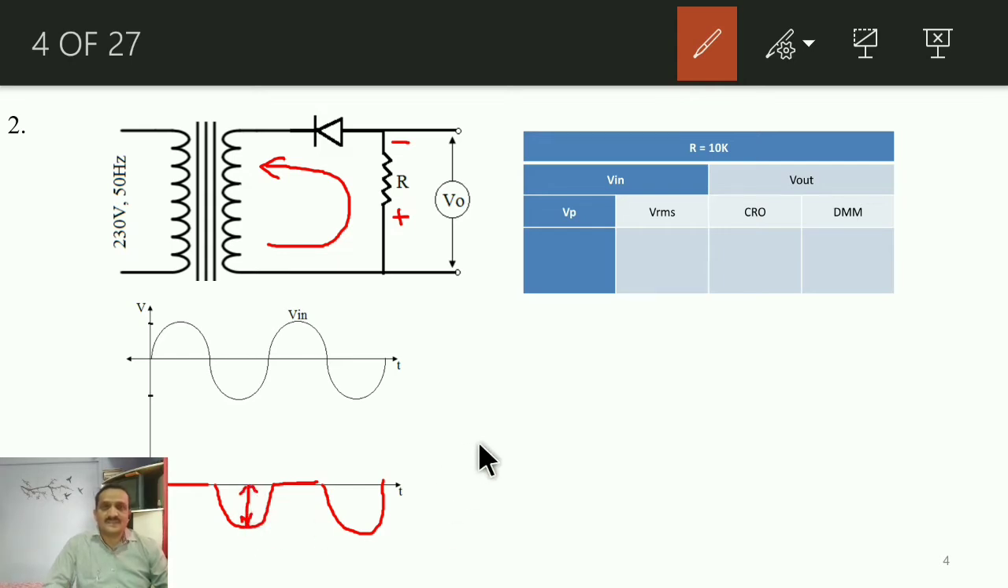Or by using simulation software also you can do it, and you have to check it. Similarly, how much value will the DMM read? It will again be the average of this pulsating DC. This is nothing but your VLDC, which is equal to Vm by pi, that you already derived when you studied the half-wave rectifier. That VLDC equals Vm by pi, and that Vm is nothing but Vp.